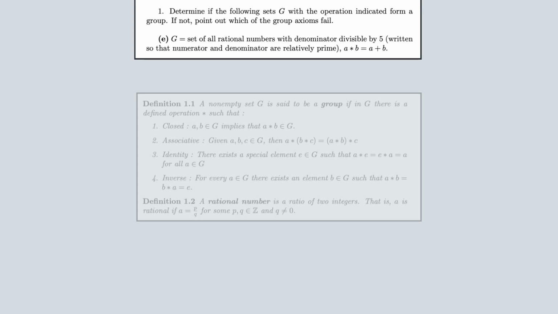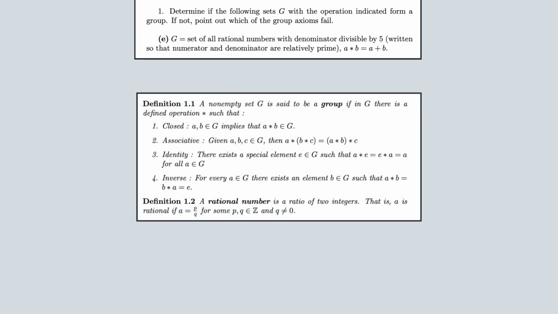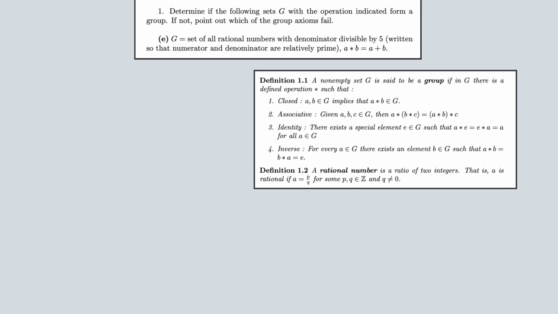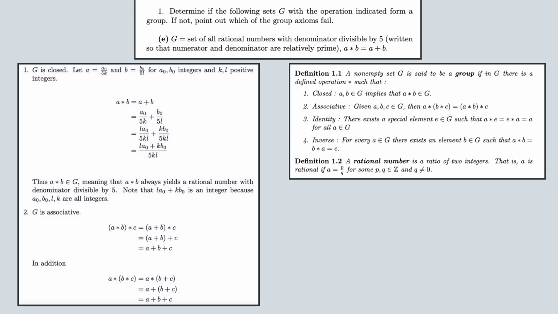So we're going to need the definition of a group. These are our four axioms that the problem is asking us to check. And then there's a reminder that a rational number is the ratio of two integers and the denominator cannot be 0. So let's check our four conditions. Number 1 is the closed condition.